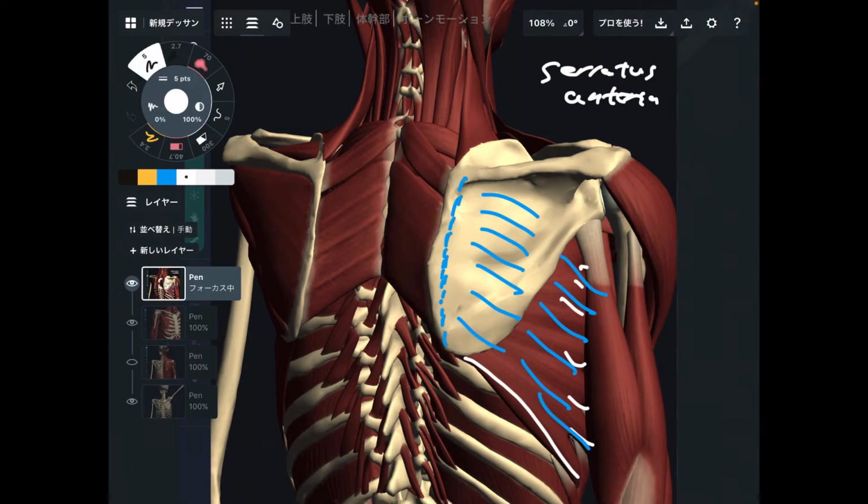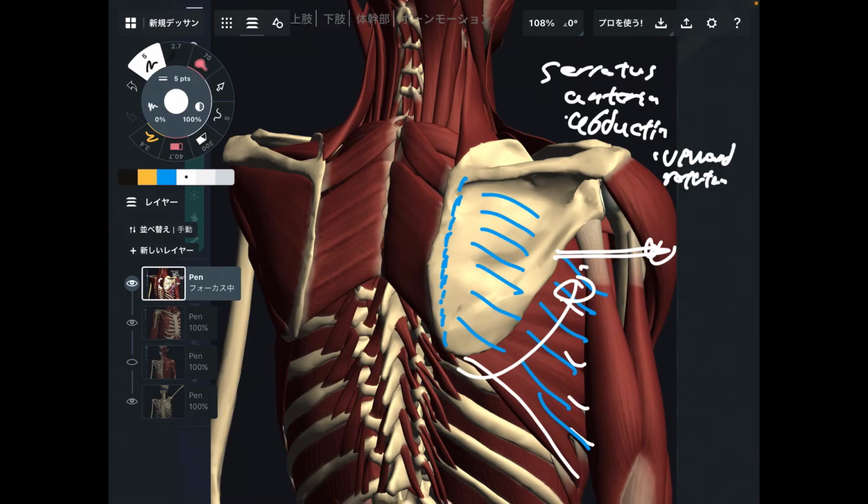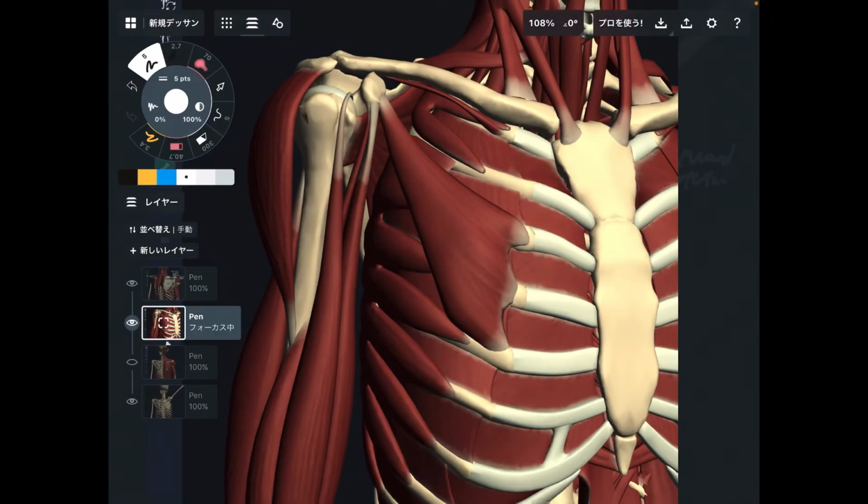There are two main functions in serratus anterior. One thing is scapular abduction. Abduction is you open scapula like this way. Next one, upward rotation. Abduction and upward rotation. Okay, this is serratus anterior. Let's go to front view. This is front view. By the way, this is serratus anterior. This is very wide range muscle.